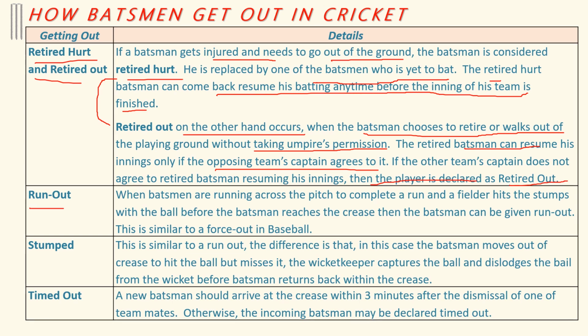Run out. When batsmen are running across the pitch to complete a run and a fielder hits the stumps with the ball before the batsman reaches the crease, then the batsman can be given run out. This is similar to force out in baseball.